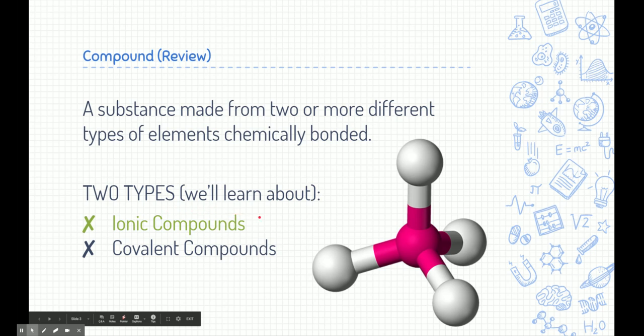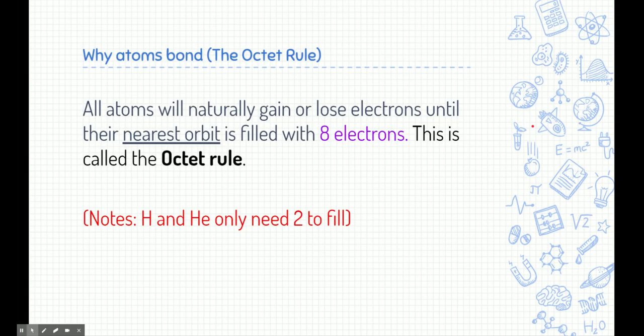There are two types of compounds that we're going to learn about within the next couple of weeks. The one we're going to talk about this week is ionic compounds. And in a different week, we'll talk about covalent compounds. So this week is solely about ionic compounds.